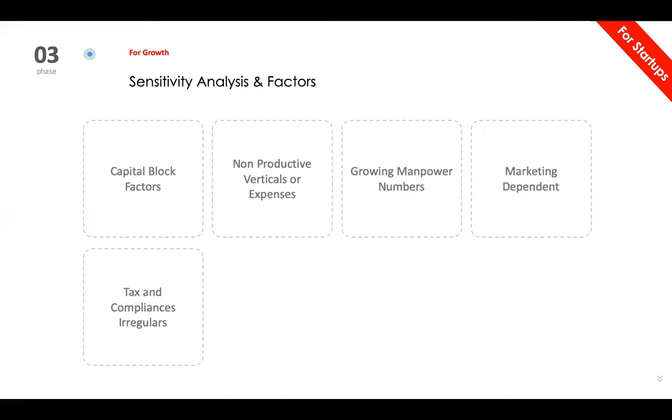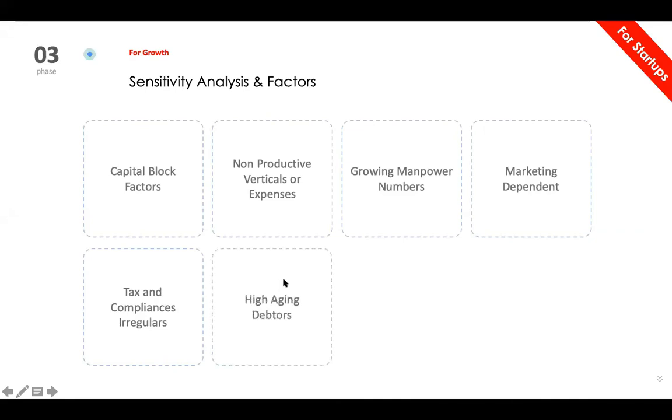Tax and compliance irregularities. ये बहुत जगह होता है, सबके साथ होता है, हमारे साथ भी हुआ. So if you are not compliant and not keeping track of your taxes and compliances, I think you should gear up. If you're really keen to raise money, you should have your books very healthy. It should look like you're disciplined and maintaining your books in a proper regulated format.